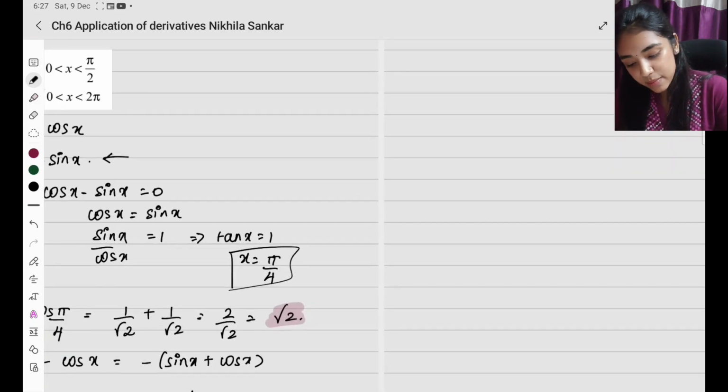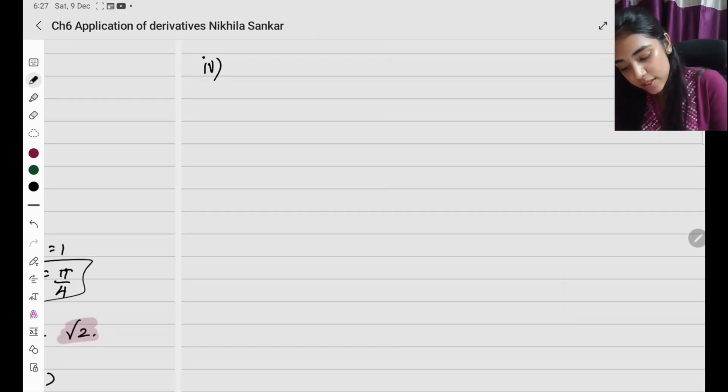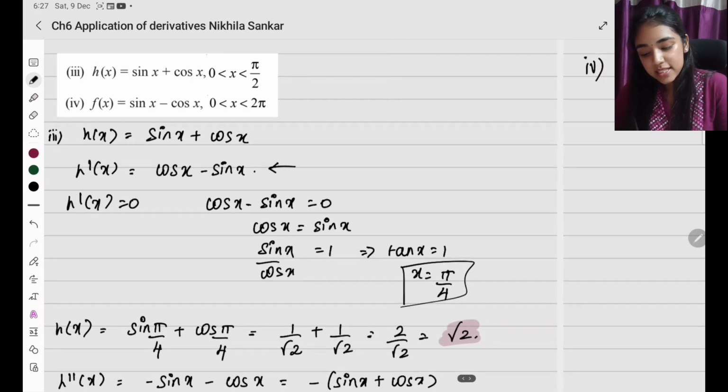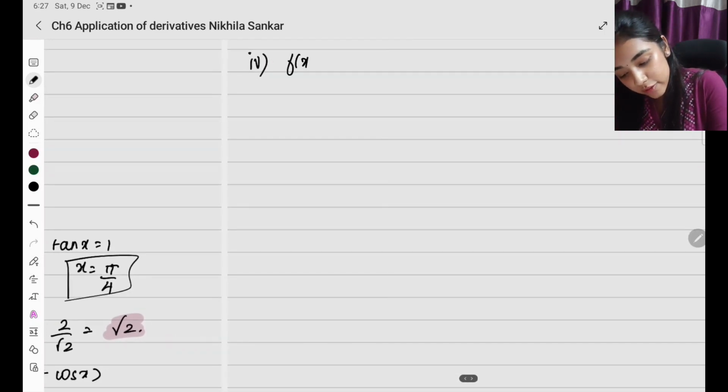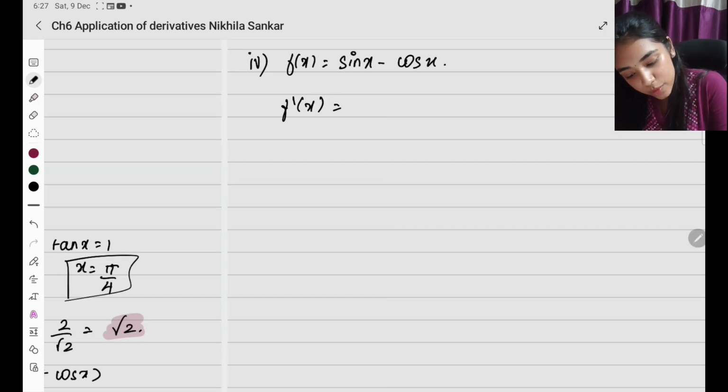The fourth subsection is very similar. So I have the fourth subsection, f of x is going to be sin x minus cos x. So when I find the derivative, f dash of x is going to be sin's derivative, cos x, minus cos's derivative, minus sin x. So I am getting sin x plus cos x.